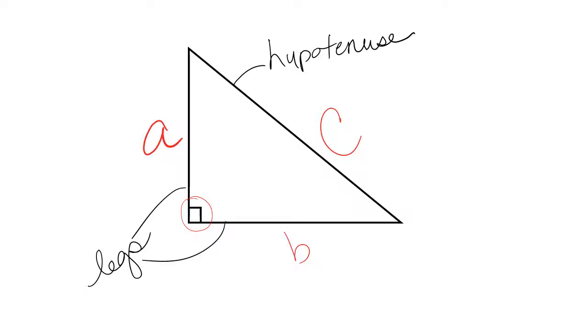In the equation, they are referred to as A, B, and C. Now, A and B can be interchangeable. It's not really important which one is A and which one is B, but C is always the hypotenuse. Your hypotenuse and your C always are the same thing. They are always the long side, and hypotenuse is always C.